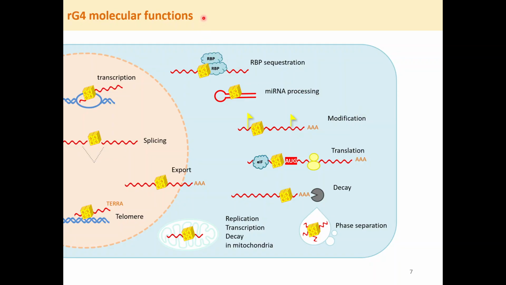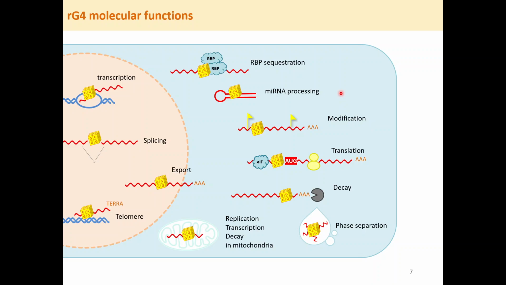rG4s have many examples of diverse molecular functions in different host RNA types. In the nucleus, rG4s regulate RNA transcription, splicing, and nuclear to cytoplasmic export. rG4 in long non-coding RNA TERRA regulates telomerase activity and telomere length. In the cytoplasm, rG4s can interact with or sequester RNA-binding proteins, RBPs, that play diverse functions and roles. rG4s in piRNAs can inhibit miRNA processing and maturation. In the 3' UTR of mRNA, rG4s can affect miRNA targeting and mRNA silencing.